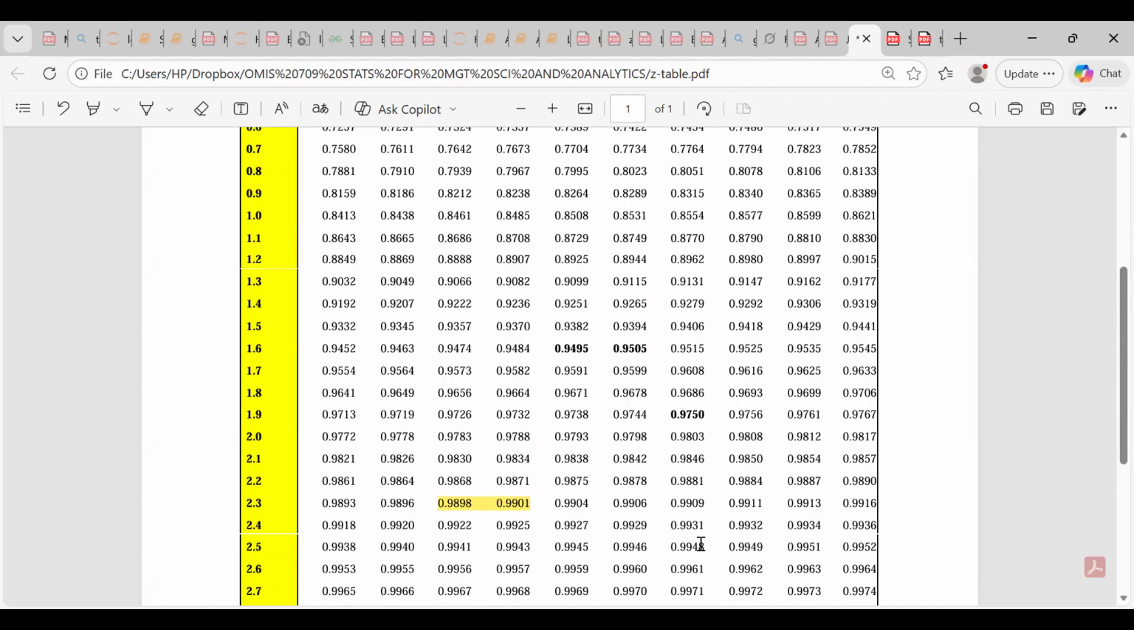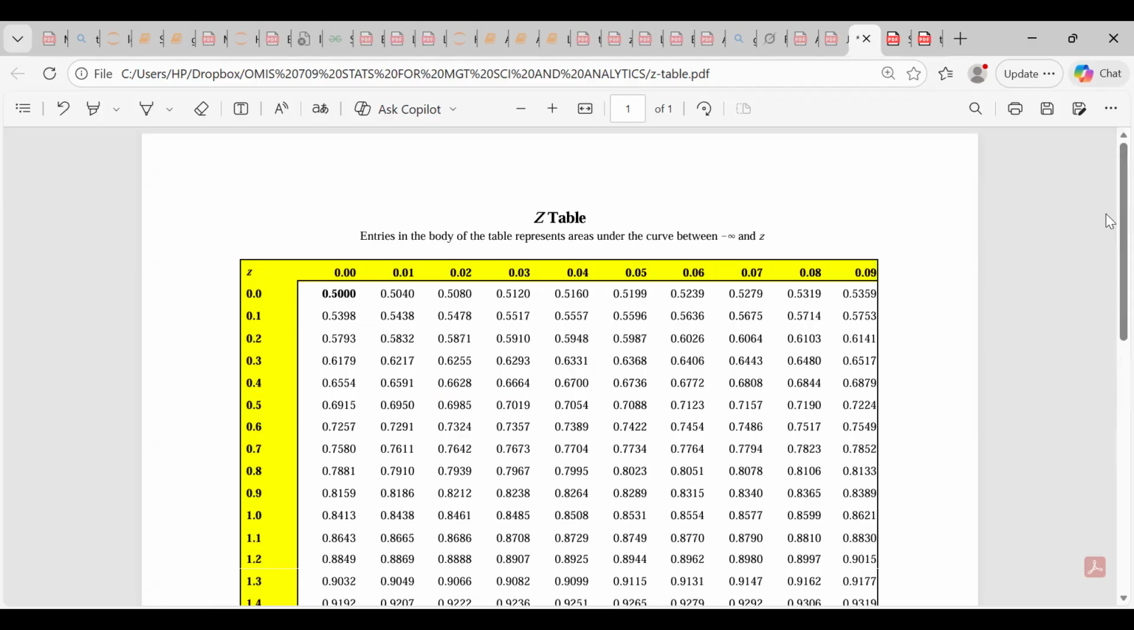This is 993. This is 996. Yeah, it's going to be between 2.57 and 8. What is that? So 2.57 will give you, sorry, I'm using the wrong table. Okay. We are supposed to use the Z table. The T table. The T table.